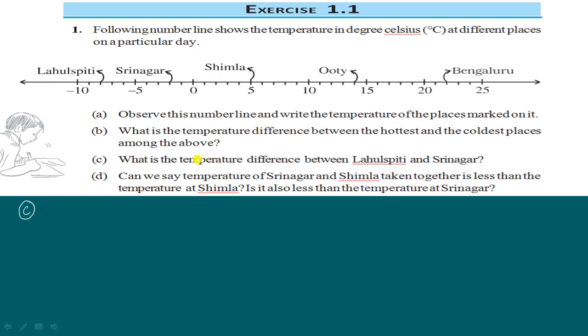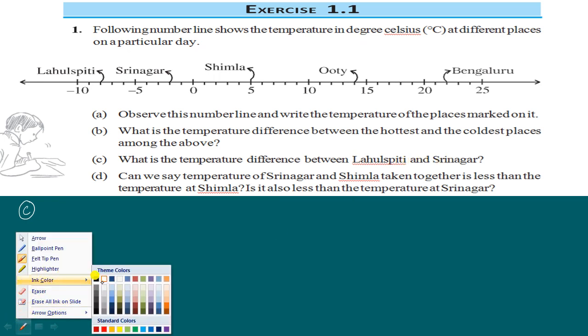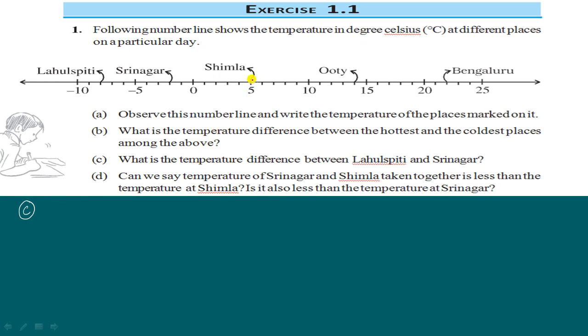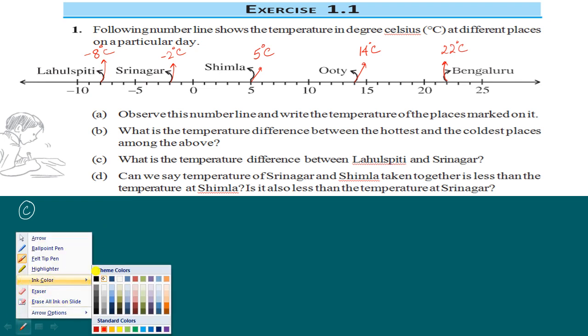Now, question number C is, what is the temperature difference between Lahaul Spiti and Srinagar? First of all, again we are writing the temperatures of the places. Simla is at 5 degrees centigrade. The temperature of Ooty is 14 degrees centigrade. The temperature of Bengaluru is 22 degrees centigrade. The temperature of Srinagar is minus 2 degrees centigrade. And the temperature of Lahaul Spiti is minus 8 degrees centigrade. Now, we'll solve question number C.